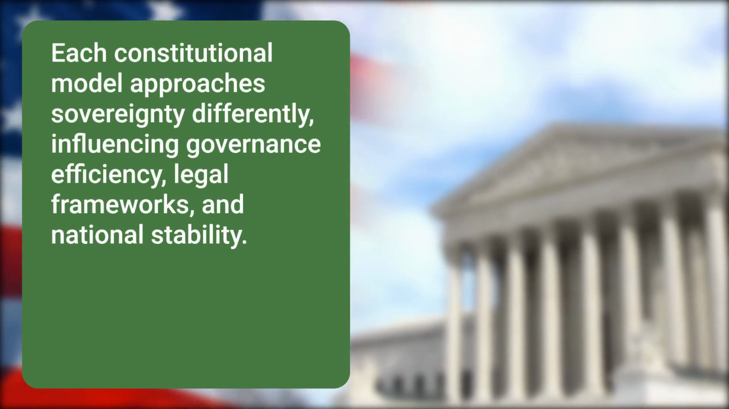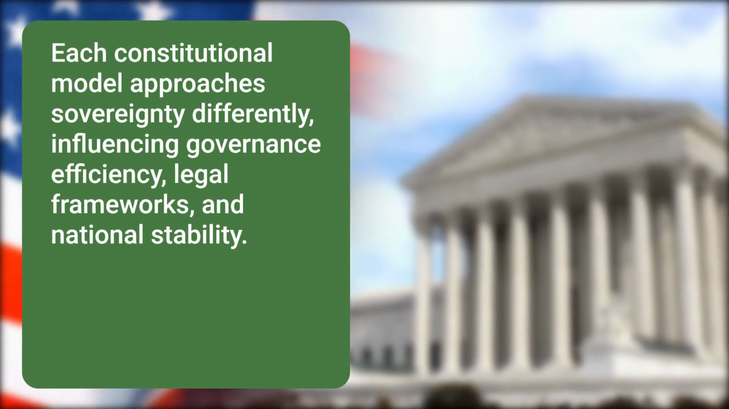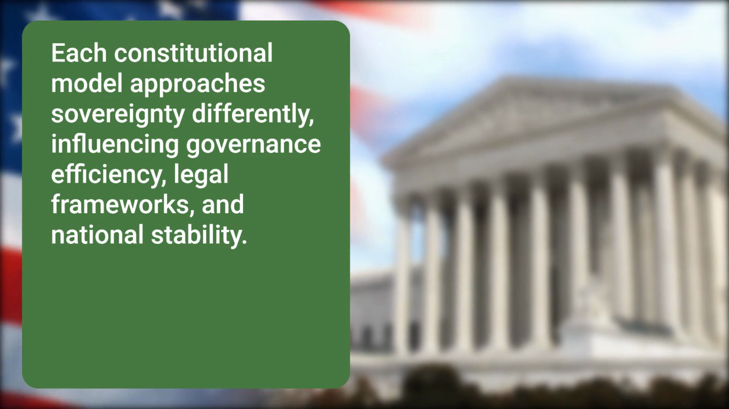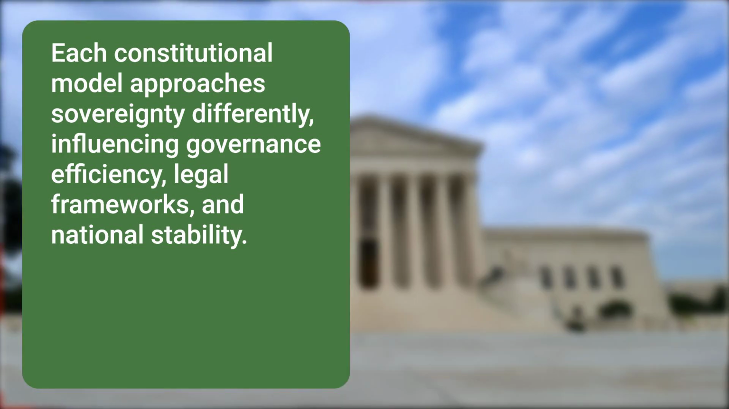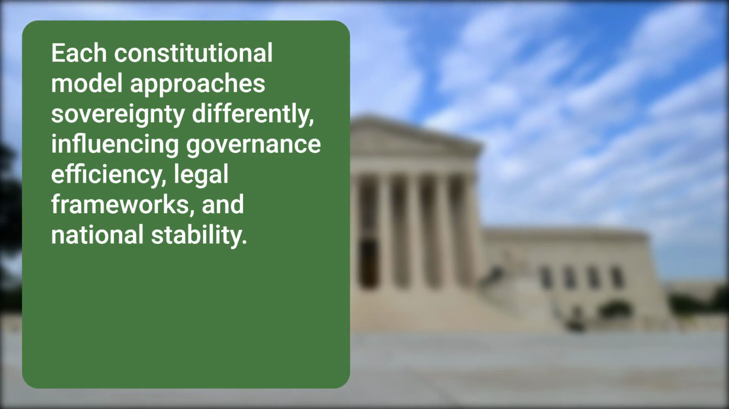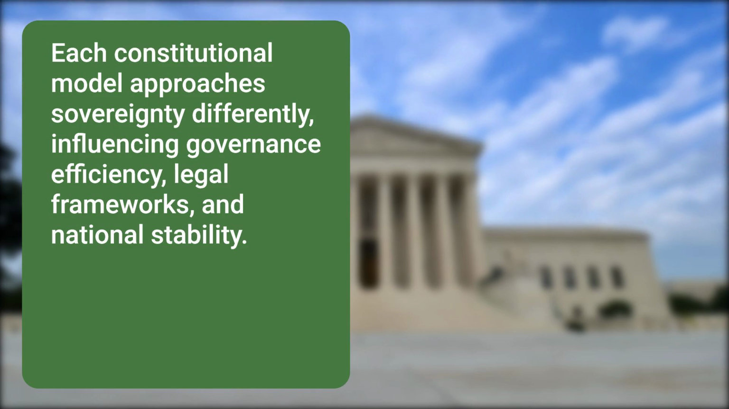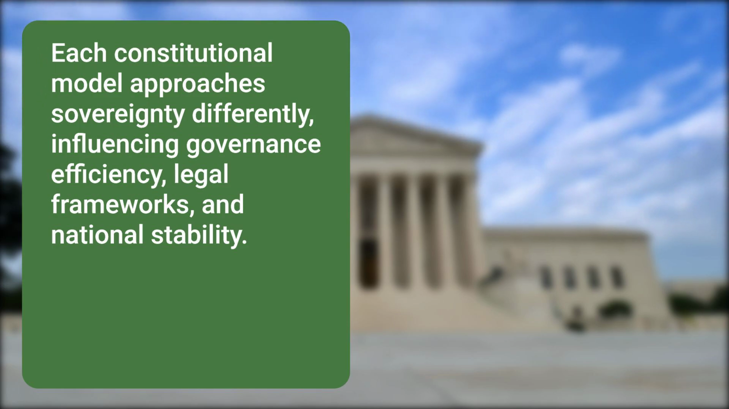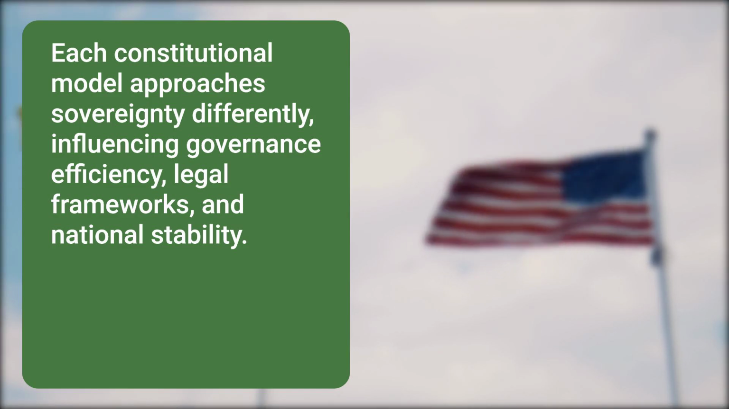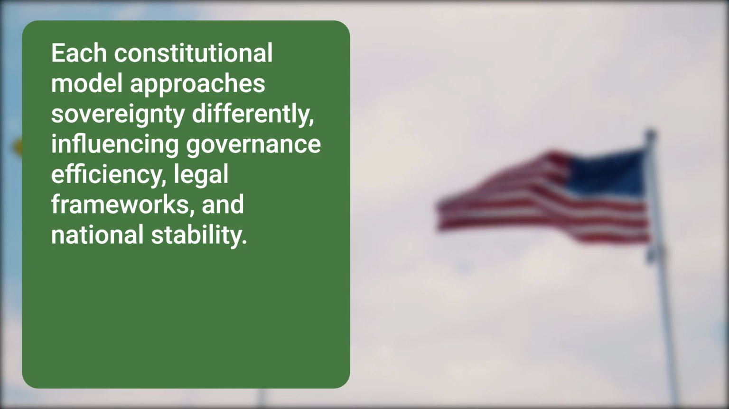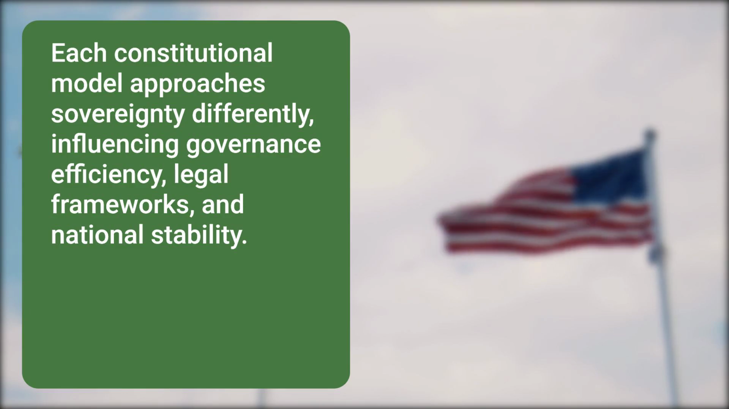Conclusion. Each constitutional model approaches sovereignty differently, influencing governance efficiency, legal frameworks, and national stability. While a unitary constitution centralizes power for streamlined decision-making, a federal system ensures constitutional interpretation and protects regional autonomy. Meanwhile, confederal constitutions enable decentralized cooperation while maintaining the independence of their member states.